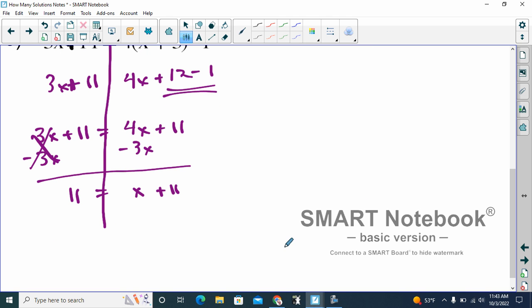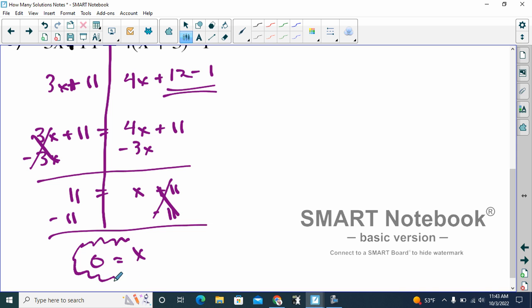Notice my x's did not go away. Even though I've got 11s on both sides, this is not infinitely many solutions. My next step would be to subtract 11, and I get x equals 0. X equals 0 is a solution. If it says solve, we solved. X equals 0. If it asks how many solutions are there, there is one solution. And that one solution is x equals 0.